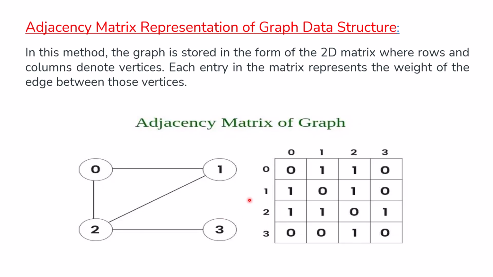Now similarly from node 1 you need to identify. 1 to 0, is there any edge? Yes, 1 to 0 is an edge, so 1. 1 to 1, is there any edge from 1 to 1? No, so it will be 0. Now 1 to 2, yes, 1. And 1 to 3, no, so 0. Similarly, you have to represent all the nodes. This is called the adjacency matrix.